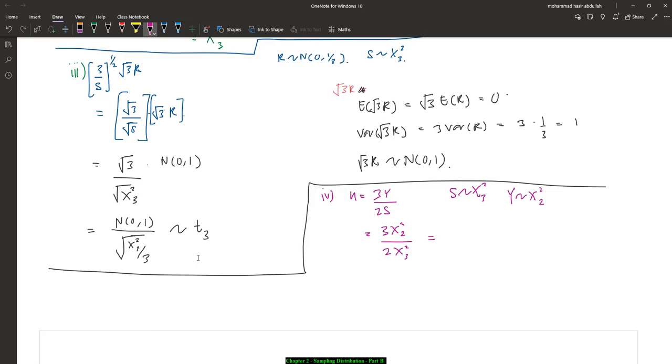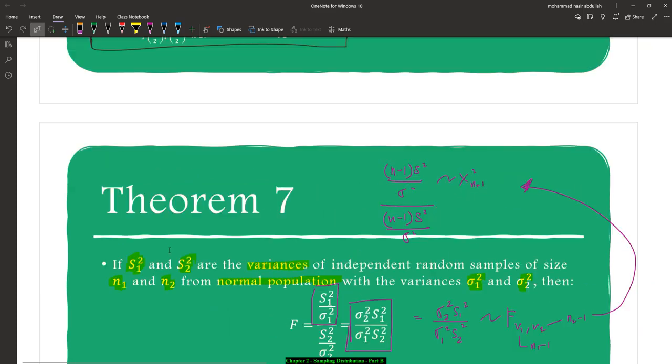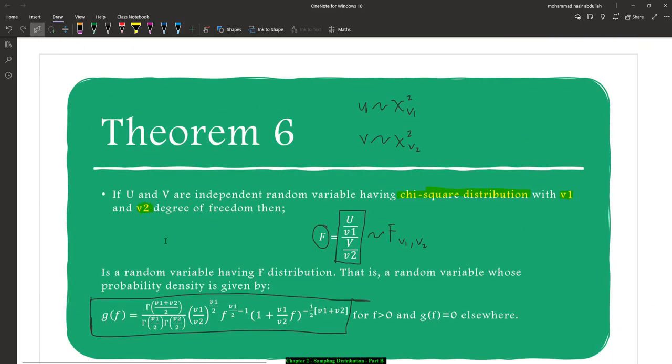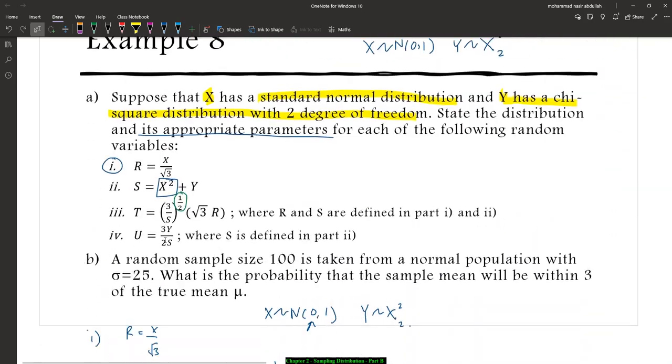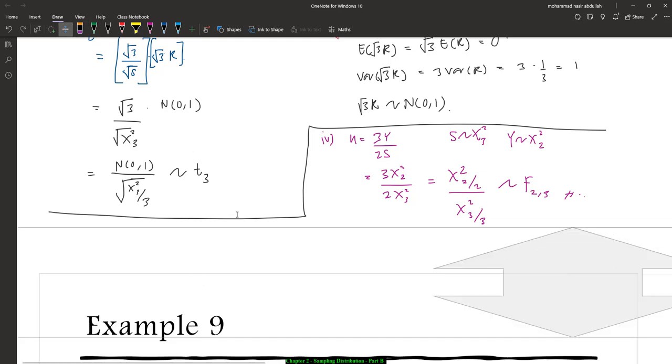So if we expand and make it look like theorem number 6, we want it to look like theorem number 6. So it should be a chi-squared with 2 degrees of freedom divided by 2, over a chi-squared with 3 degrees of freedom divided by 3. So this has an F distribution with 2 degrees of freedom and 3 degrees of freedom. Right?